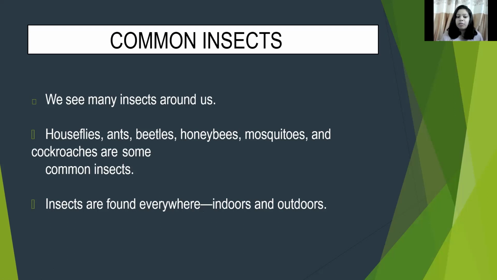Sometimes the cockroaches appear in our house, or the simplest thing, the mosquitoes are everywhere. They appear in our house, and they're outside also. Indoors is nothing but inside, that is in your house, and outdoors is when we go outside.